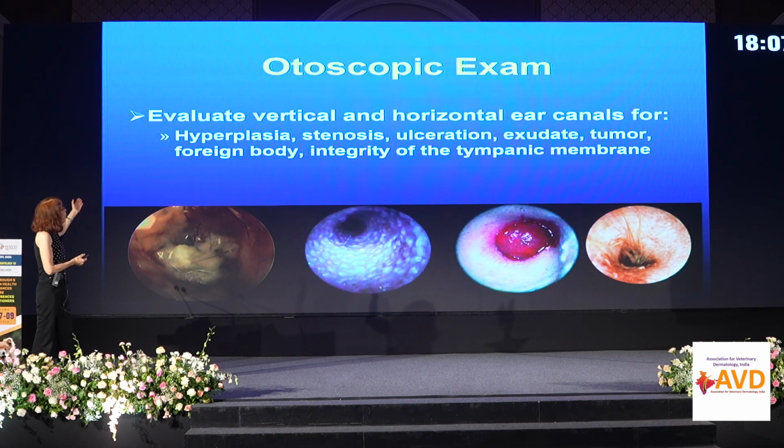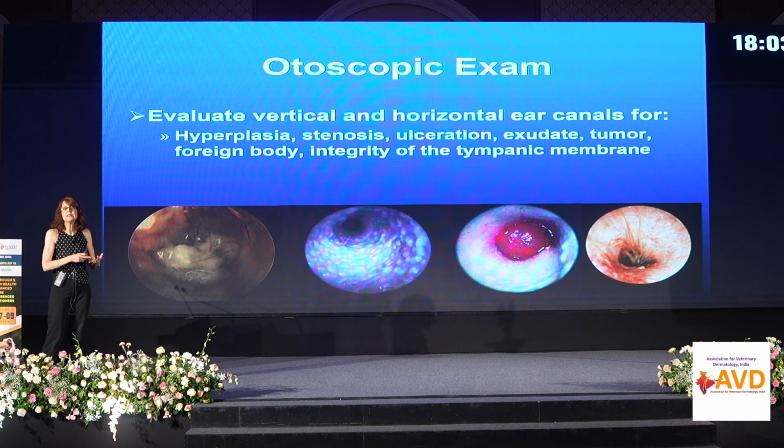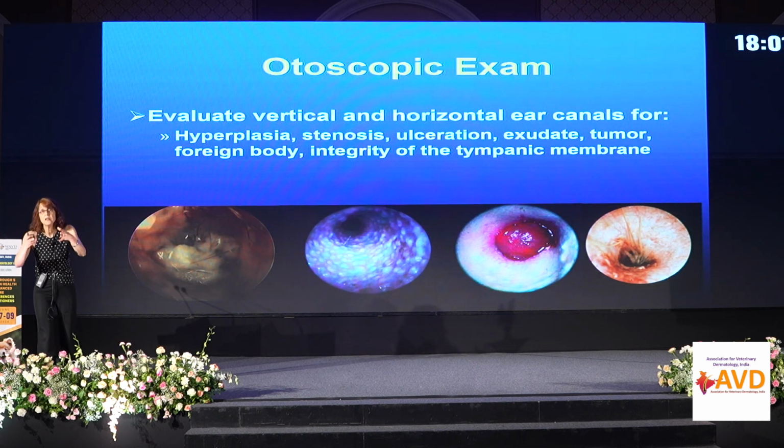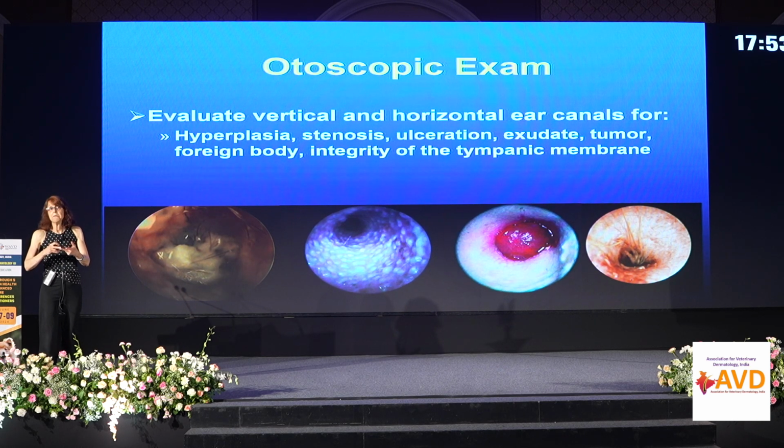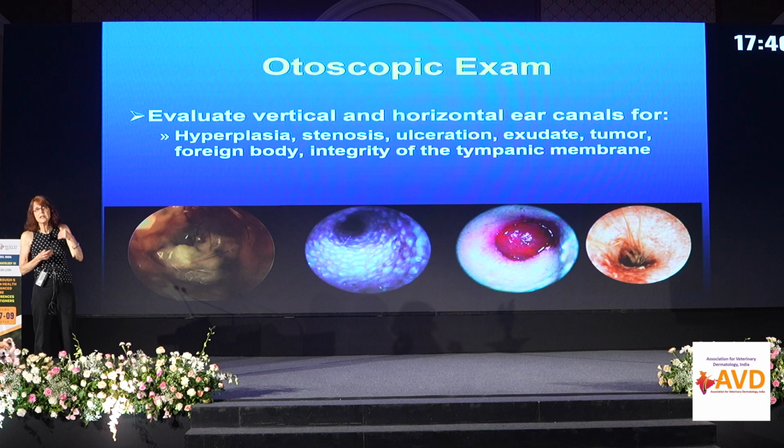So why is it important to do this otoscope exam? You want to assess the integrity of that epithelium. You want to see if the canal is narrow, more stenotic than normal. The exudate, the quality of the exudate, is there a nodule present, any foreign body present in the canal, and obviously the integrity of the tympanic membrane.